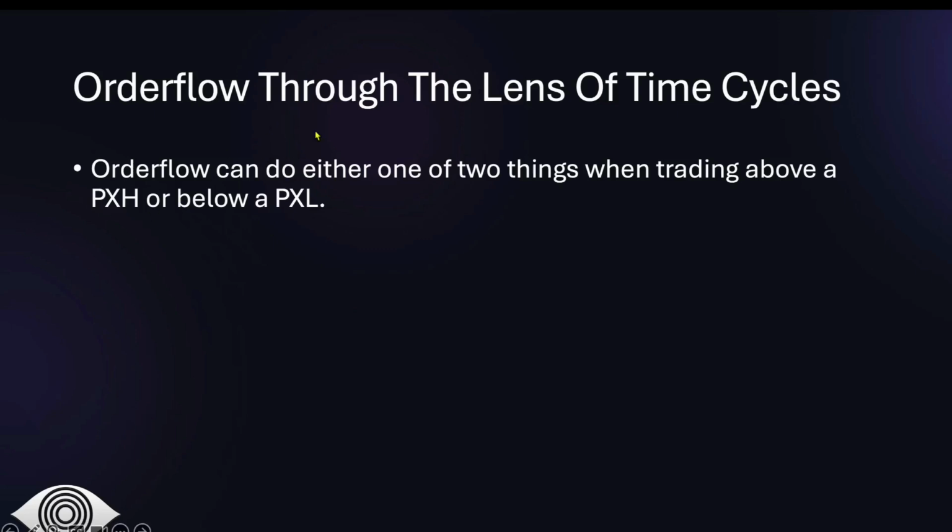Order flow can do either one of two things when trading above a PXH, a previous cycle's high, or below a previous cycle's low. What these things are the following. Order flow either reverses or it continues. And you might be wondering, what does that mean, Zeus? What does that mean that order flow can either reverse or continue? Well, pay attention to this.